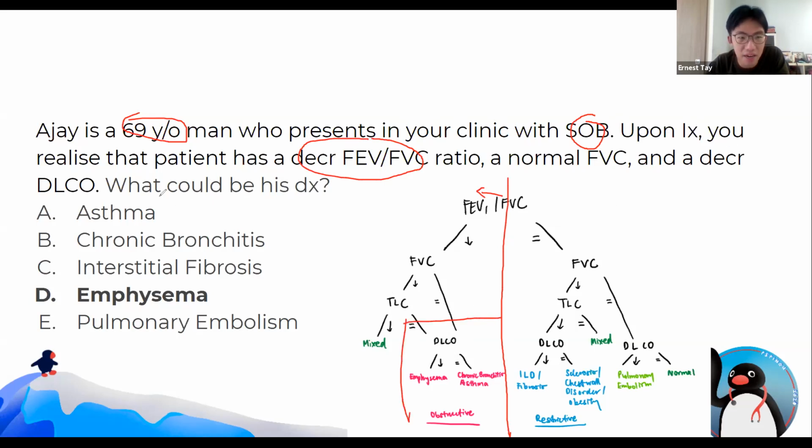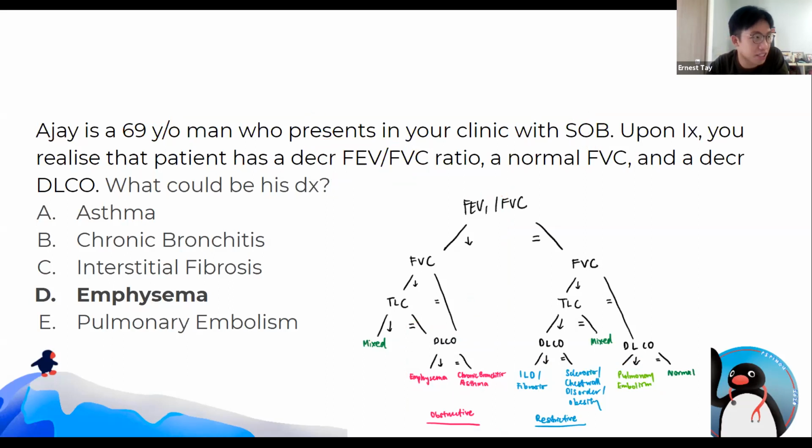And then I have a decrease in DLCO. So there's a problem with my alveolar capillary membrane, probably because emphysema is destroying the surface area of my Fick's law, and therefore my answer would probably be emphysema. Pulmonary embolism is here, fibrosis is here, chronic bronchitis is here, and asthma is probably under the obstruction side, but nowhere to be found. And unlikely because of the 69-year-old man.